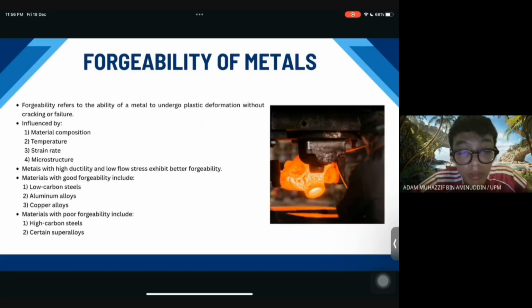Materials such as low carbon steels, aluminum alloys, and copper alloys have good forgeability and are widely used in forging processes. In contrast, high carbon steels and certain superalloys have poor forgeability due to their lower ductility and higher resistance to deformation, requiring precise control of forging conditions.